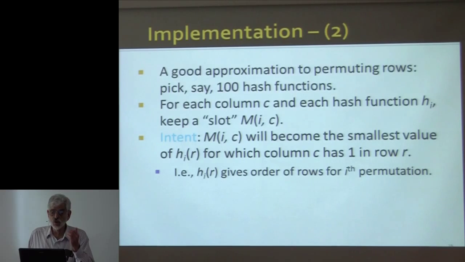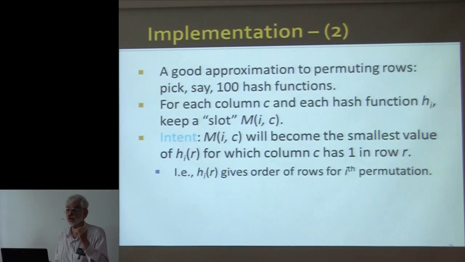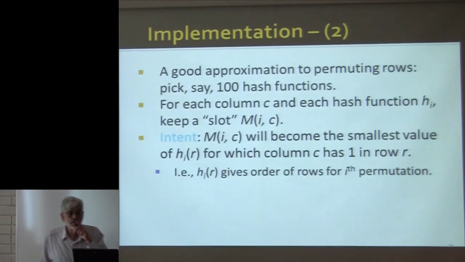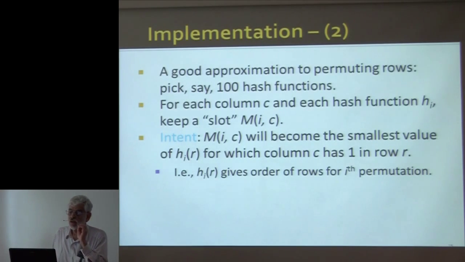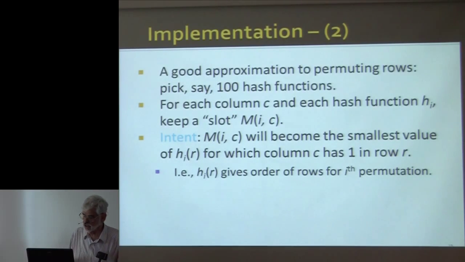Now what I'm going to do is hash each row. Let's again say I have 100 hash functions. For each of the 100 hash functions, I'm going to hash each row in turn, and I want the slot for I and C to be the hash value of the smallest row in which column C has a 1. Again, the idea is that HI of R tells you the order of row R in this random permutation. Except, of course, that there are collisions, but let's not worry about that.